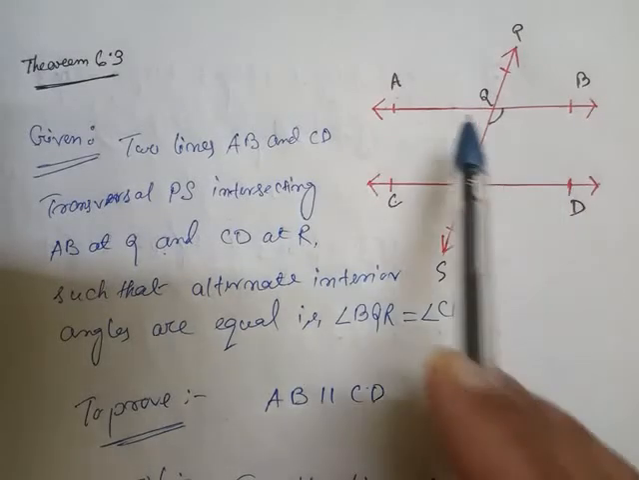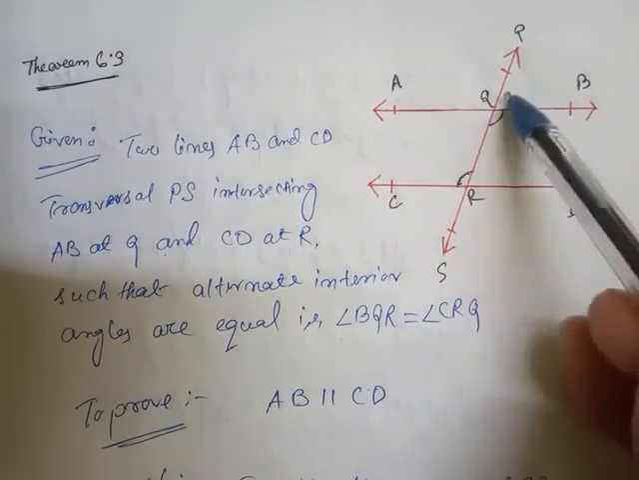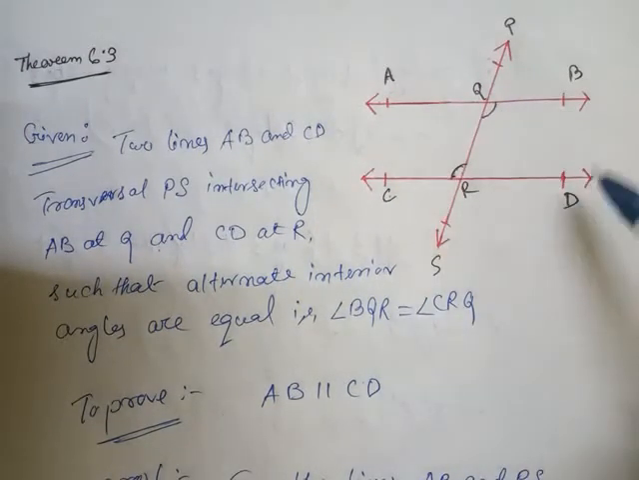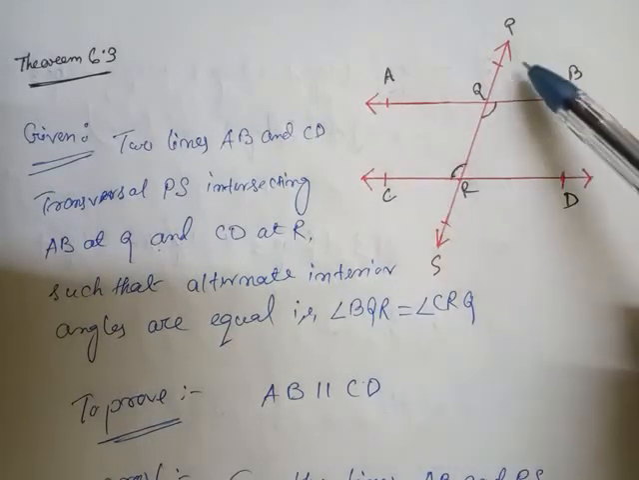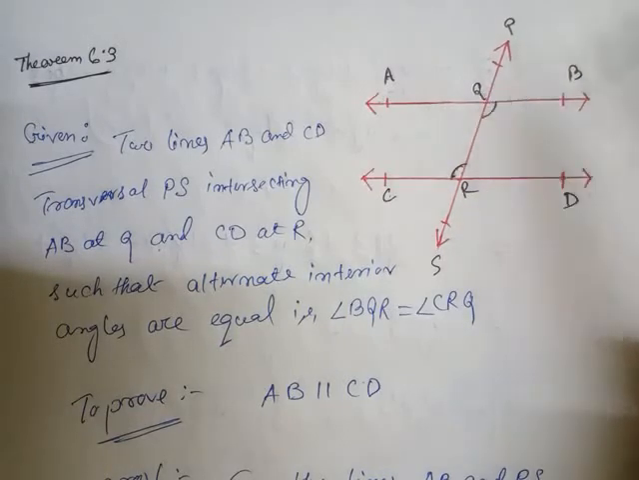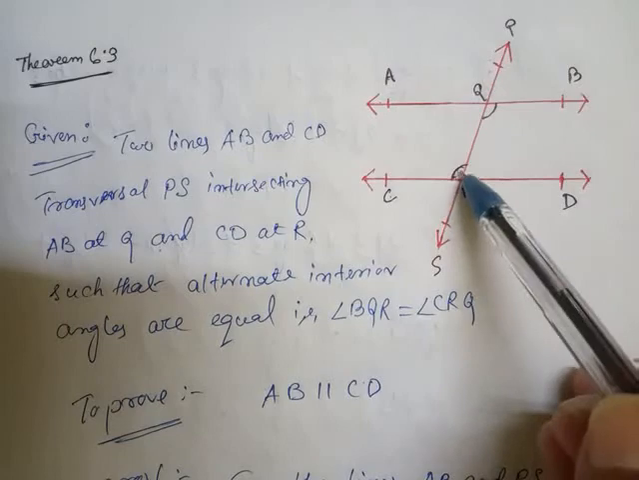Look in the diagram students, AB and CD are the two lines and PS is the transversal, and corresponding angles are equal. So we can say that if there are two lines and there is a transversal and corresponding angles are equal, then AB is parallel to CD, because according to the theorem, if the transversal intersects two lines and the corresponding angles are equal, then these two lines are parallel. So we can say that here AB and CD, and PS is a transversal, and these two angles are corresponding angles.